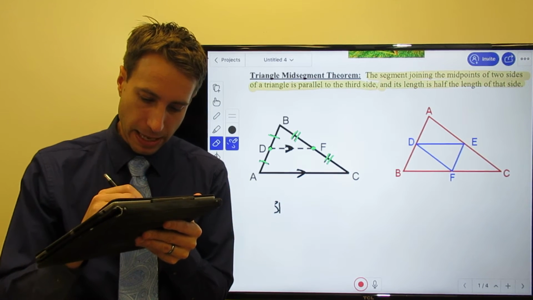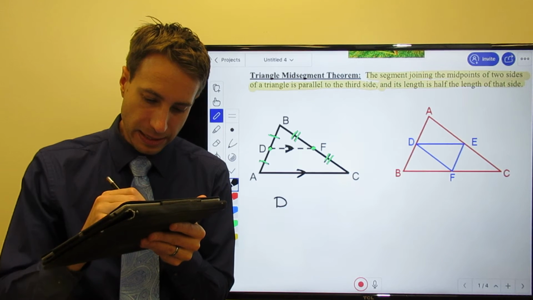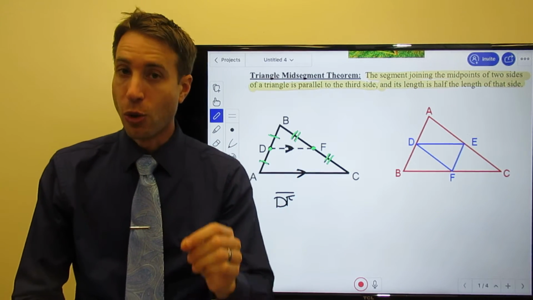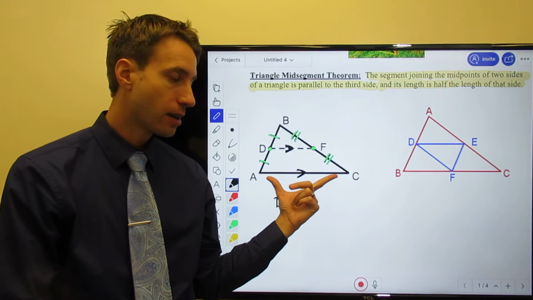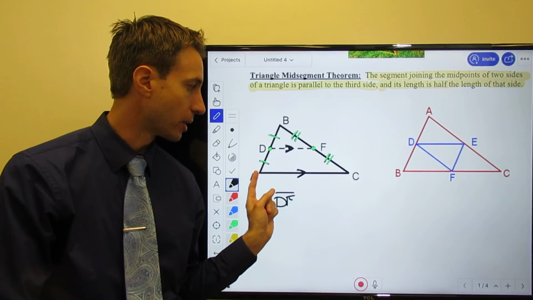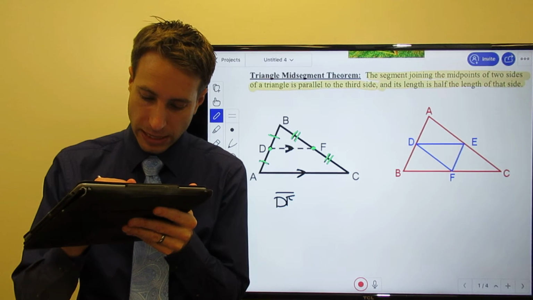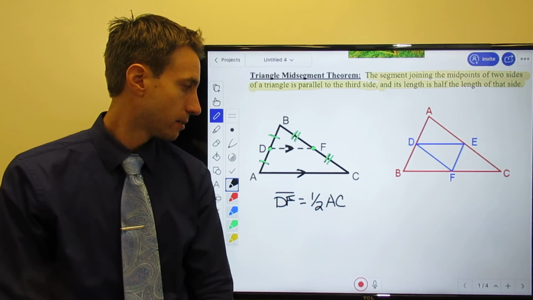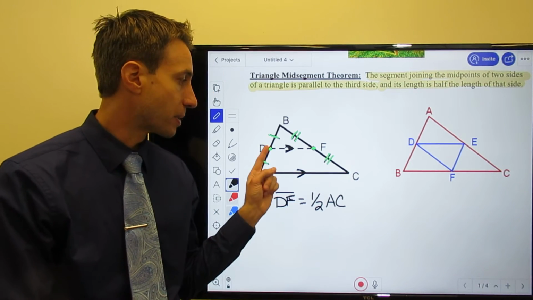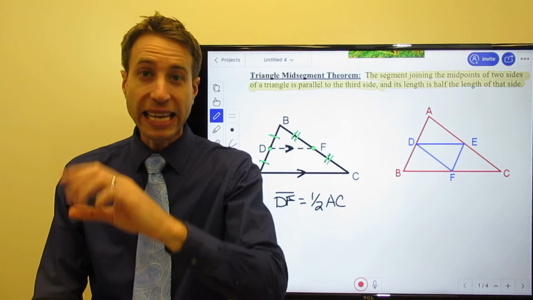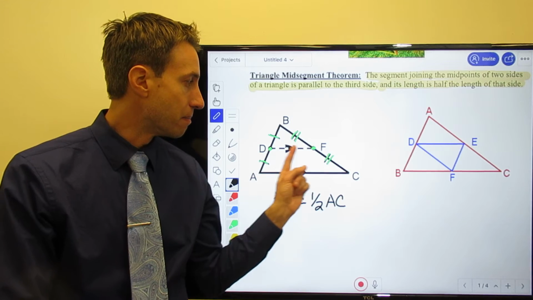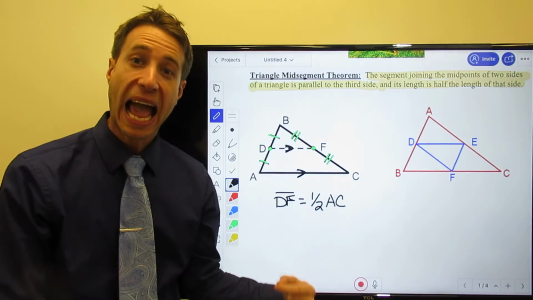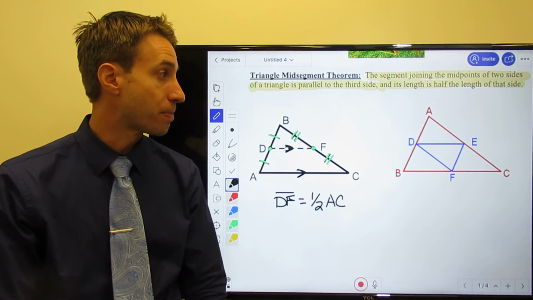Oh, I wrote a B and I need a D. DF. This guy right here, this mid-segment, every time will be half the length of the opposite side, the side that's parallel to it, in this case, side AC. So DF is equal to 1/2 AC. So a couple of really important things here. First, because they're midpoints, it splits the side into 2 congruent segments, right? The mid-segment and the third side are going to be parallel, and the mid-segment will be half the length of the side that it's parallel to.